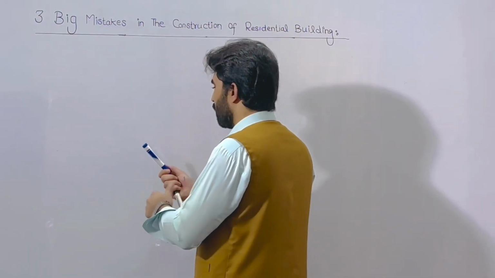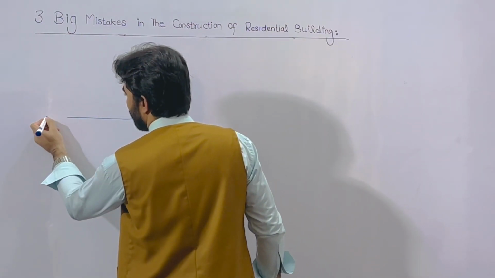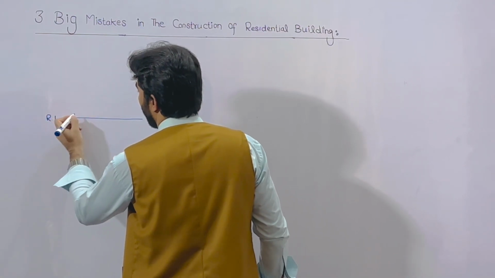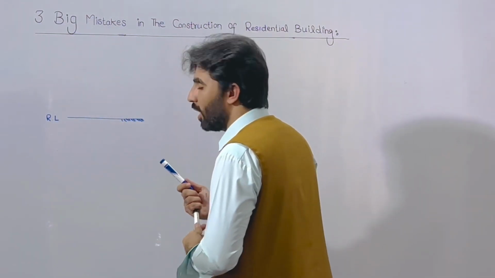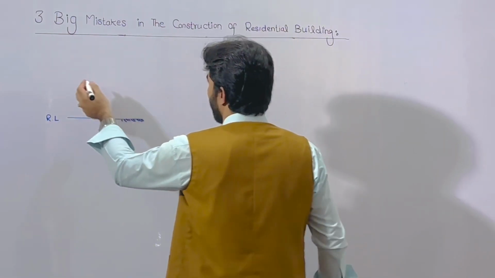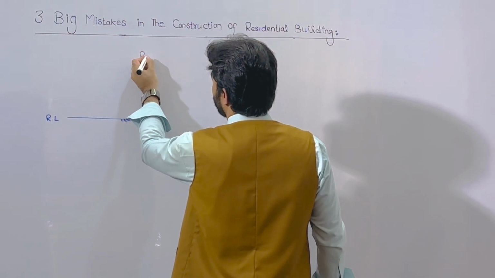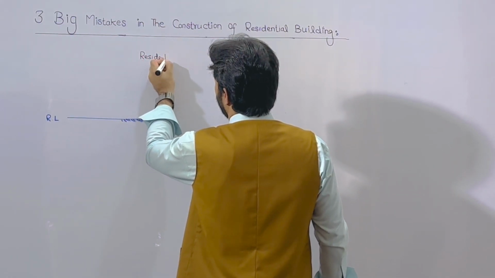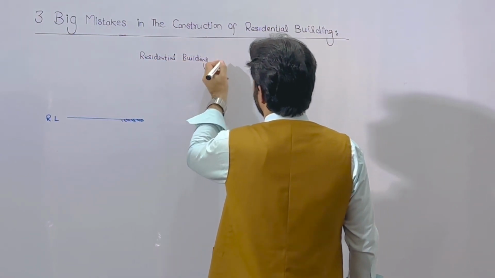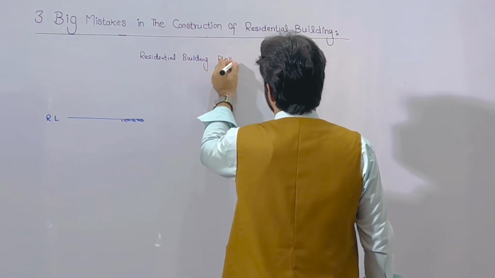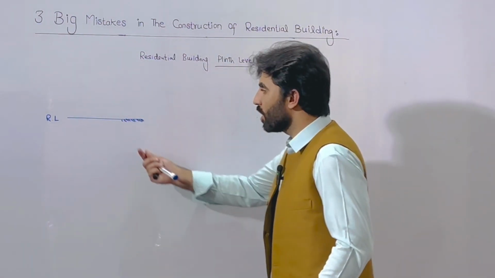The first one is, guys, suppose this is road level, RL. From the road level, what should be the height of the building, or height of the residential house? As you can see, residential building plinth level, you can say plinth level. What should be the plinth level for a residential building? As you can see, this is ground level.